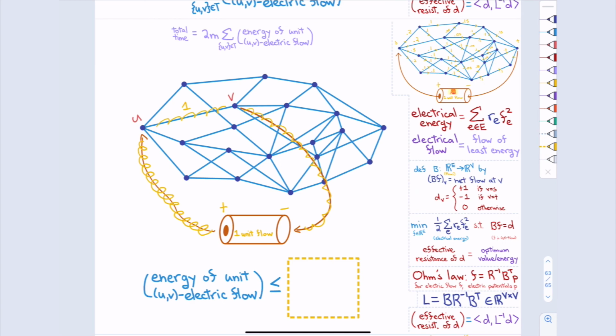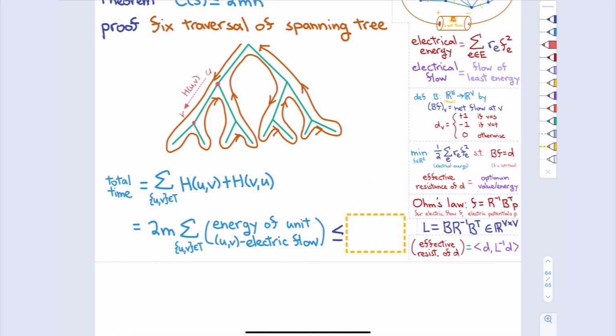Oh, okay, one. Why? Oh, because I drew it there. It wasn't supposed to be drawn. Because UV is an edge in the graph, one example of a flow is sending one unit directly from U to V, and the energy will be one. You could maybe do better by spreading out throughout the graph, but we just want an upper bound. So that's at most one. We add everything up together. Each of these is one. How many edges are in a tree? N minus one, and we get 2m(n minus one).